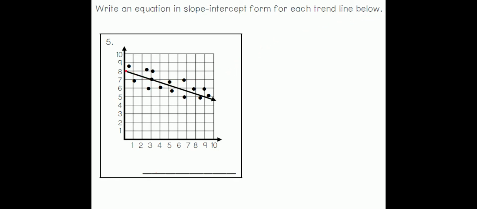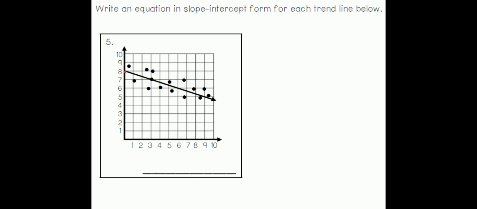So what they want us to do is just write the equation of this line. The line is already there. They don't need you to make the line. So you don't have to worry about whether you have a good trend line or not. The trend line is already given for you. So what we need to do is start off by finding the slope and the y-intercept.